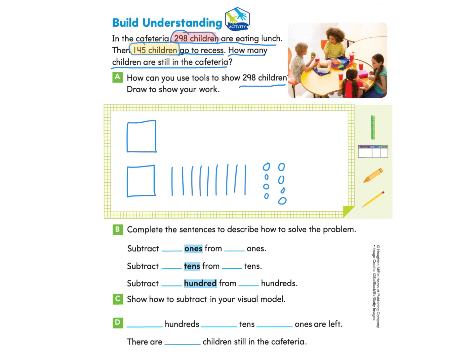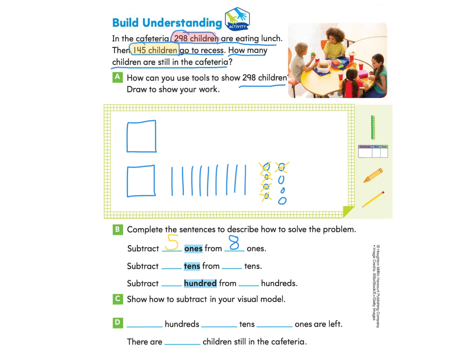What we're going to do first is, like they're saying, subtract blank ones from blank ones. We know there are 8 ones in 298. How many ones are in 145? That's right, there's 5. So we're going to subtract 5 ones from 8 ones. Let's go ahead and do that now. We're going to cross out 1, 2, 3, 4, 5. And now we've subtracted 5 from the 8.